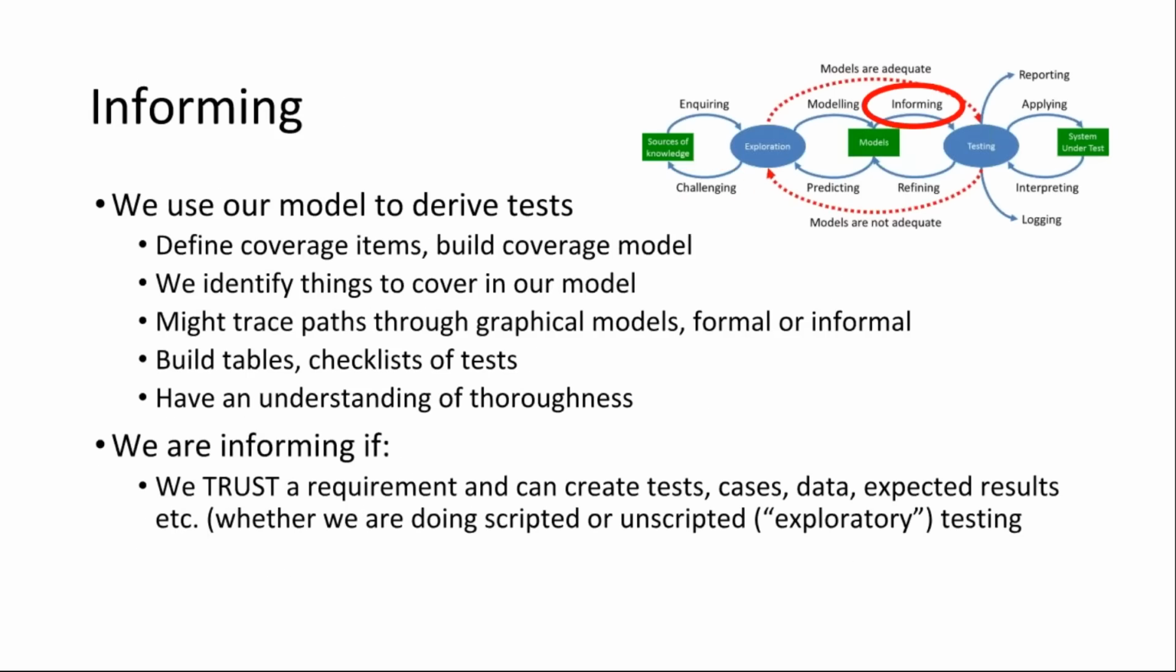Informing is where we trust a requirement. We've challenged the requirement. We've got some refinements now. We understand what the requirement is, and we have a model, a mental model or a written model, if we write it down, that we can derive tests from. So we can start to build meaningful tests from our model.